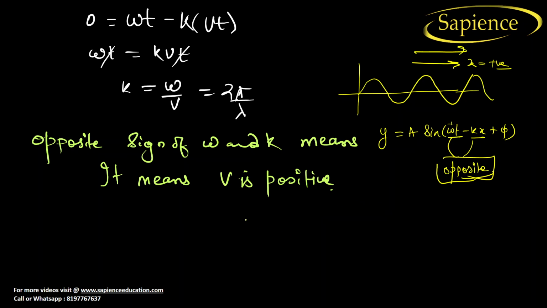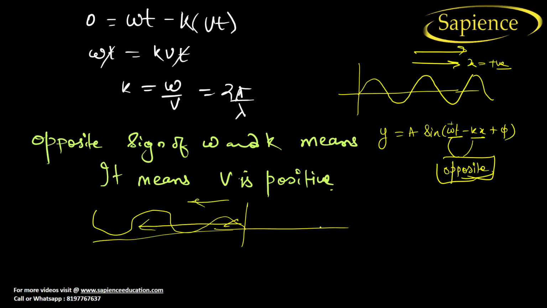Now if we consider that the wave is moving in this direction like this, the opposite direction, so the wave is moving in the negative direction of the x-axis. So what will be the equation? So y is equal to a sine (omega t plus kx plus phi), or we can also write y is equal to a sine (minus omega t minus kx plus phi).